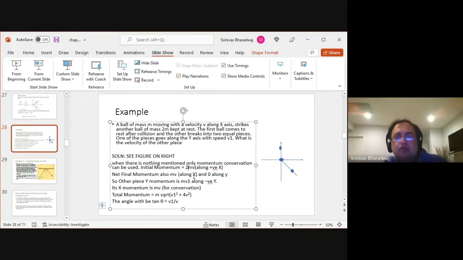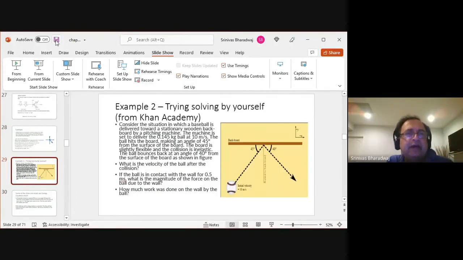Initial momentum was 2m times v. Net final momentum after mv is 2mv. And one piece is going v1 in that direction, so the other piece is going v1 in this direction. It'll have v component v1 in this direction. So that is the tan theta, V1 by 2V. Okay, so don't make mistakes like I make. Keep that in mind and let's go to the next problem.